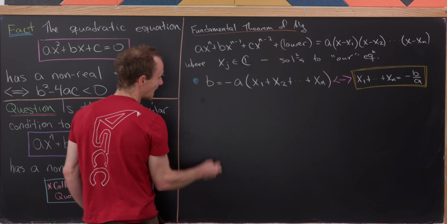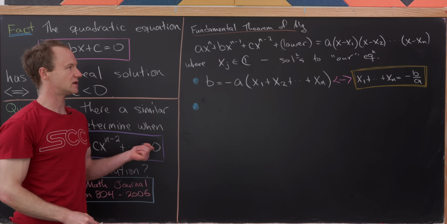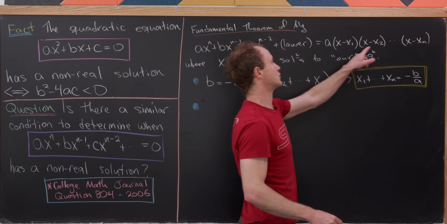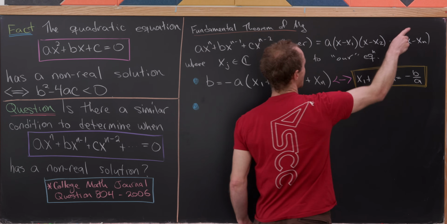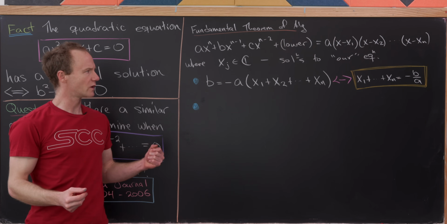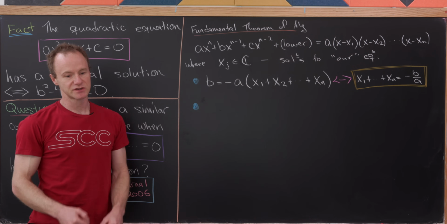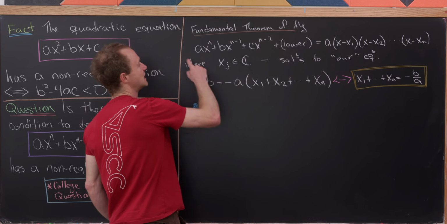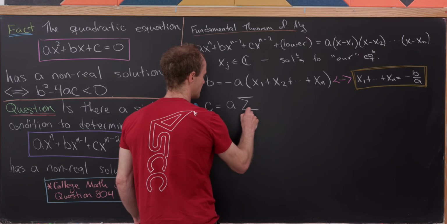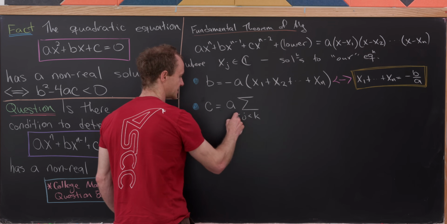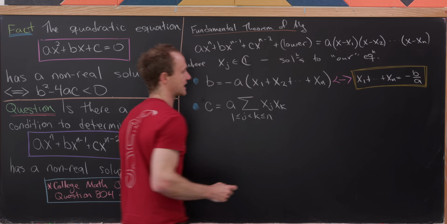Okay, and so next up, we can do something similar with the x to the n minus 2 terms, but there we'll have to collect 2 of these root parts when we're multiplying everything out. For instance, we'll have minus x1 times minus x2 times all of the rest of the x's. Or we'll have minus x1 times minus x3 times all of the rest of the x's. That'll give us an x to the n minus 2. So collecting all of the possible ways to do that and then equating coefficients on both sides, we'll have c is equal to a times the sum where j is less than k, where j is bigger than or equal to 1 and k is less than or equal to n, of xj times xk.